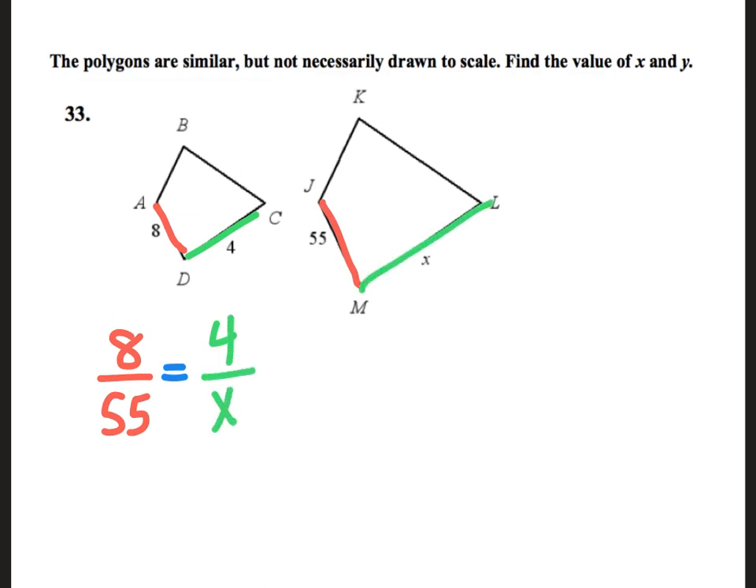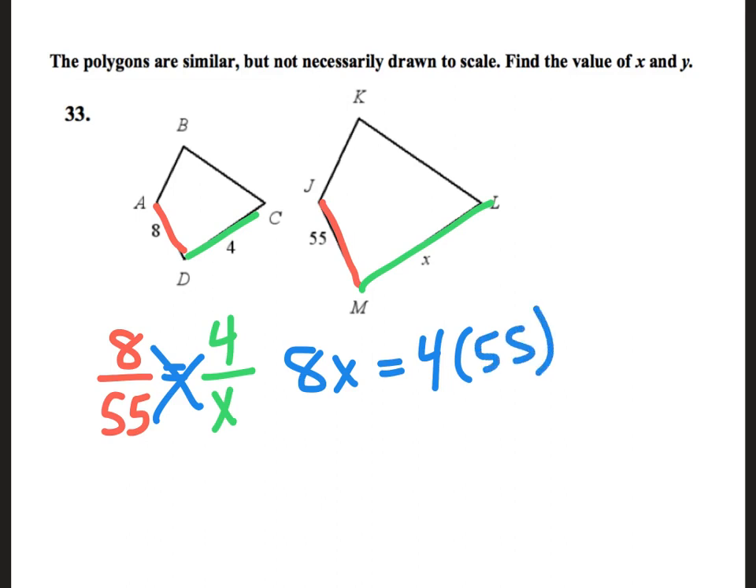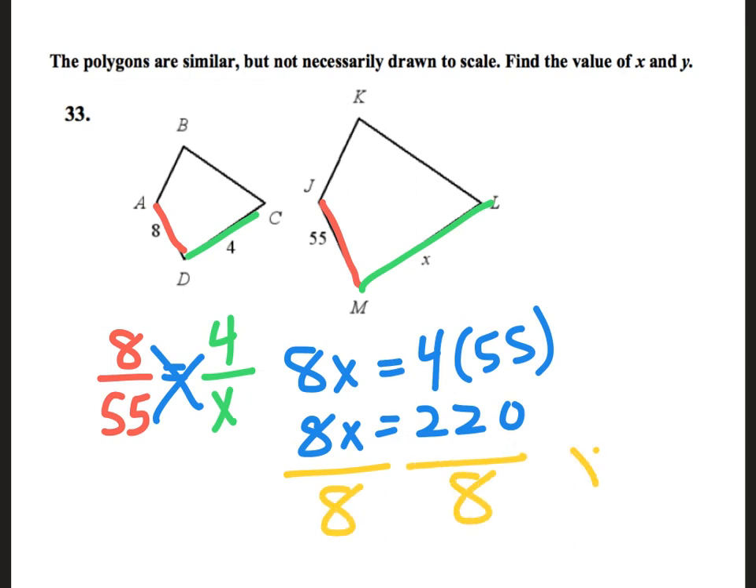We're going to cross multiply, so I'm going to do 8 times x gives me 8x. And I'm going to do 4 times 55. If I do 4 times 55, I get 220, so I have 8x equals 220. Then my last step is to go ahead and divide by 8. And when I do that, I get x equals 27.5 as my final answer. Boom.